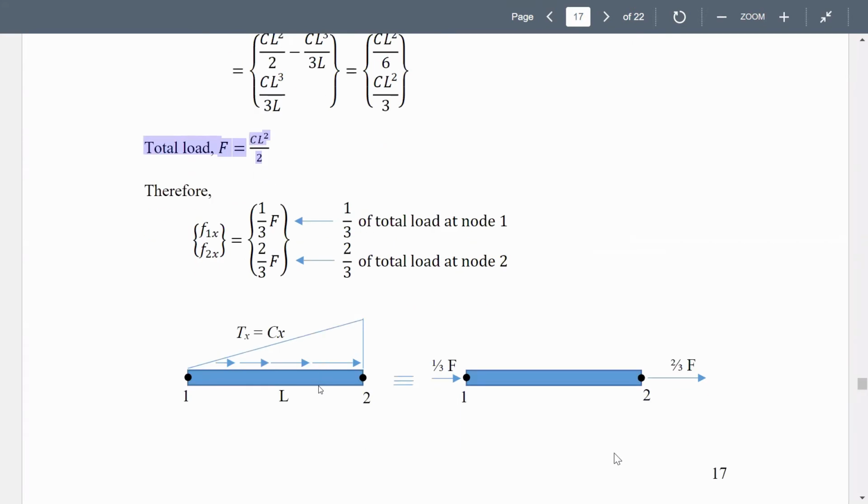All right, any questions about this problem? Professor, can you give me a real life example of a varying traction force?